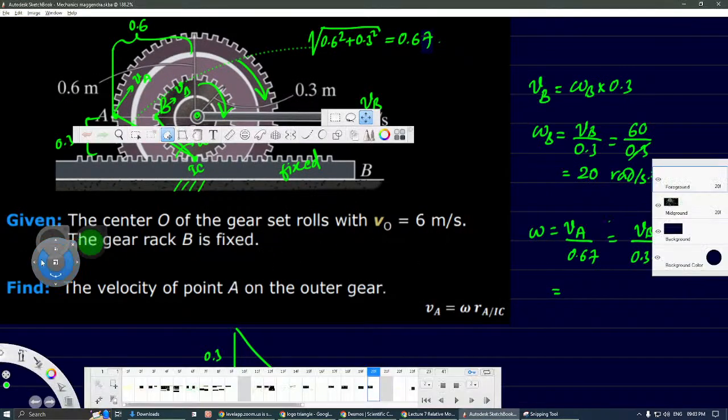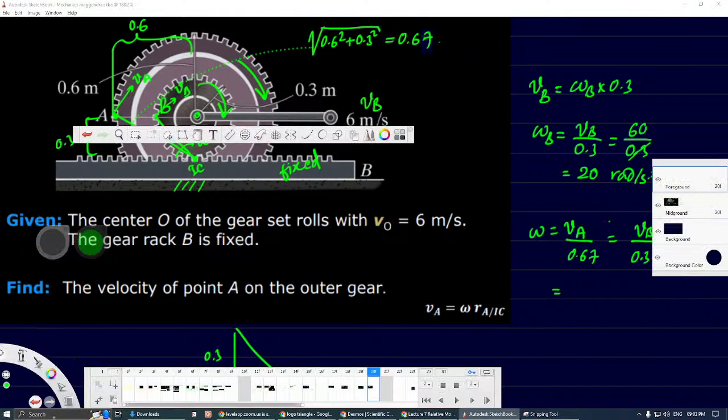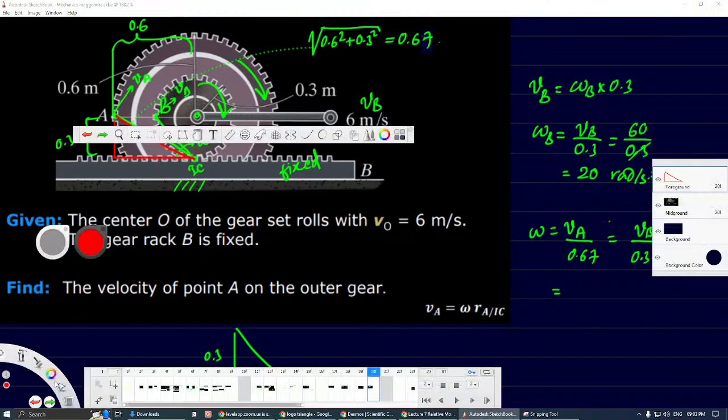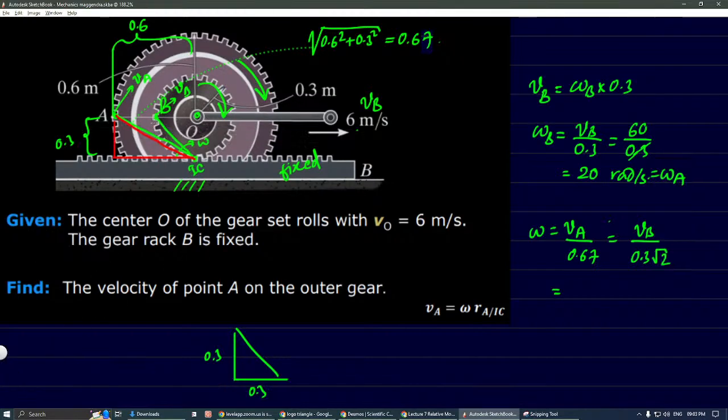Let me show you with a different color. We have a triangle here and we have a triangle here. Take another, on the ground at the point of contact.